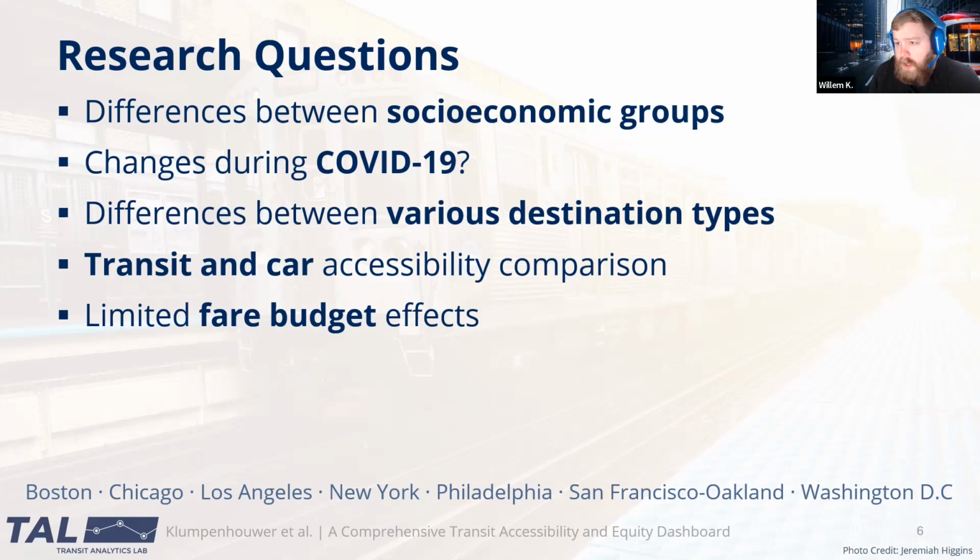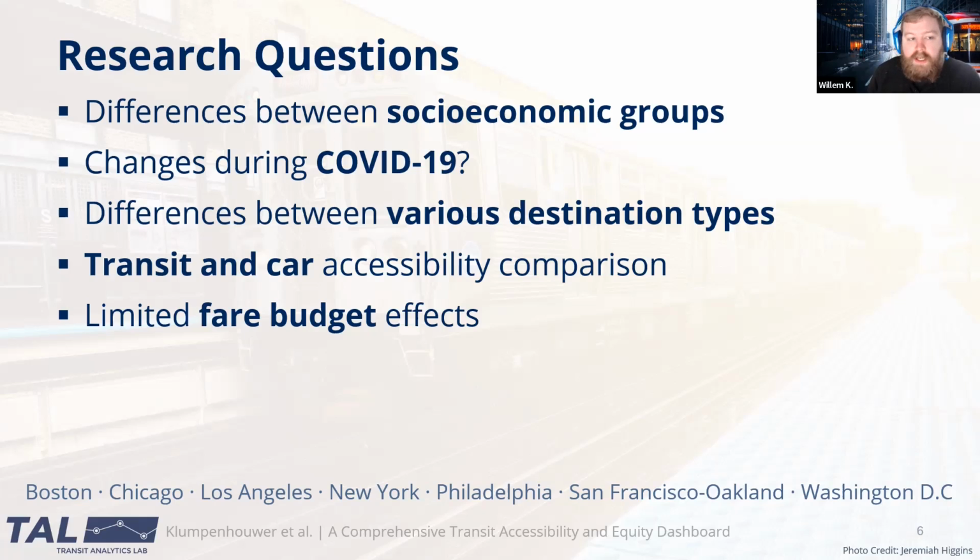We also wanted to look at whether there were differences in access to various destination types. What does the city look like if you're interested in access to park space versus access to low-income jobs, right? So where might there be spatial differences in those various destination types? We also wanted to provide a comparison between accessibility with a car or automobile and with transit, and how different those access levels can be.